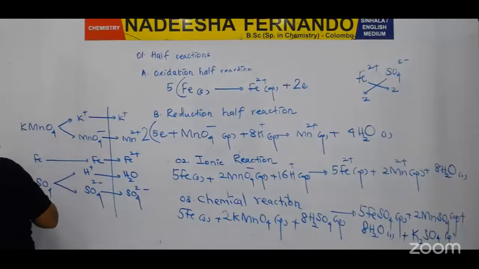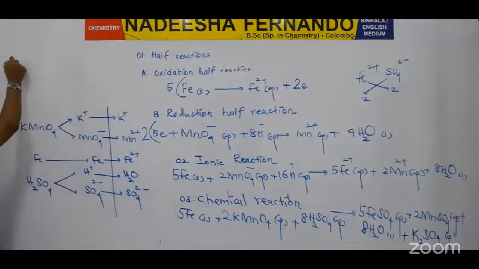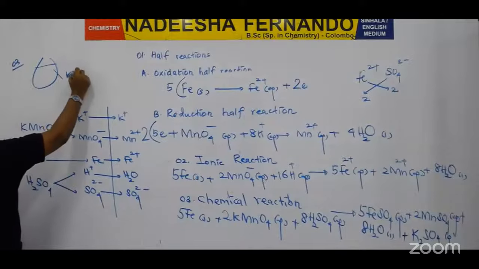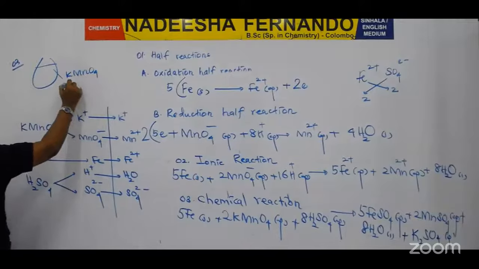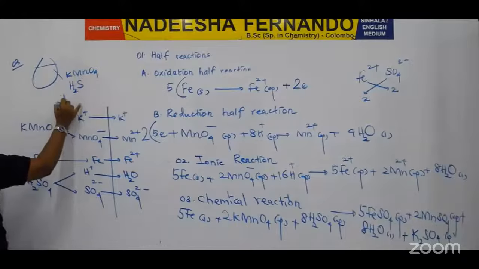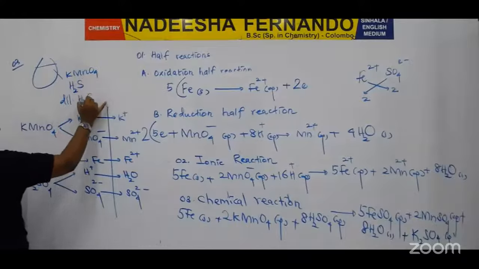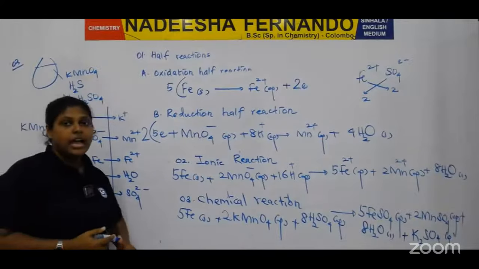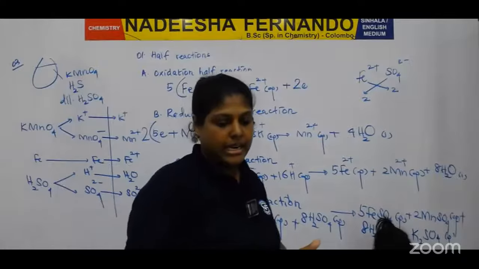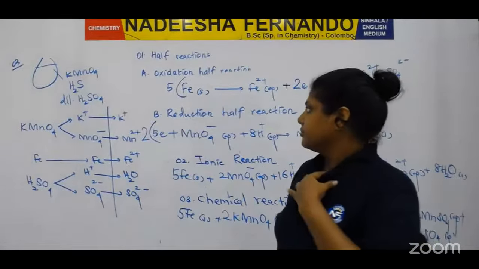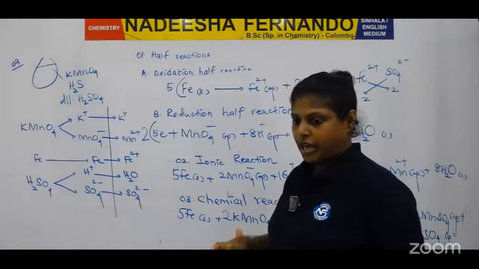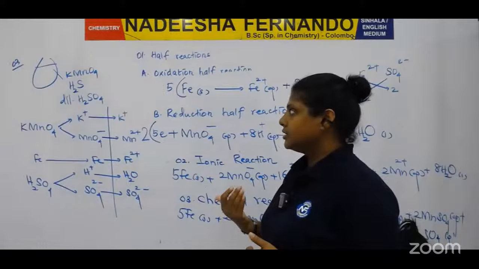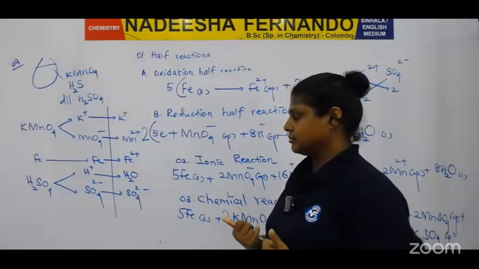Third example. Please take KMnO4, H2S and dilute H2SO4. Write the oxidation half reaction, reduction half reaction, ionic reaction, and balanced chemical reaction. Please go through. If you have any doubts, please send a message. Now we are practicing with different reactants.